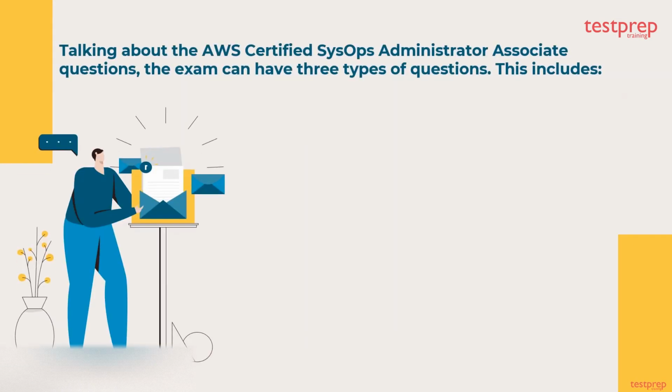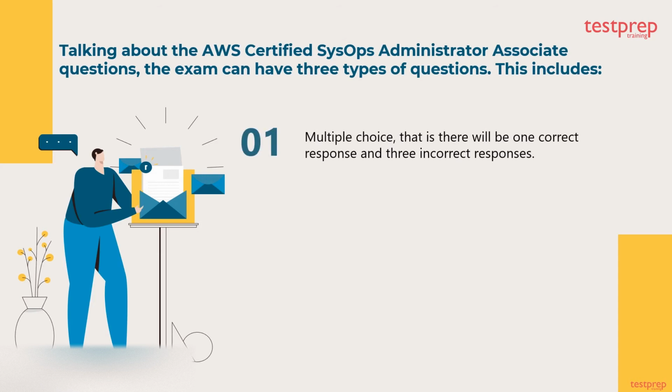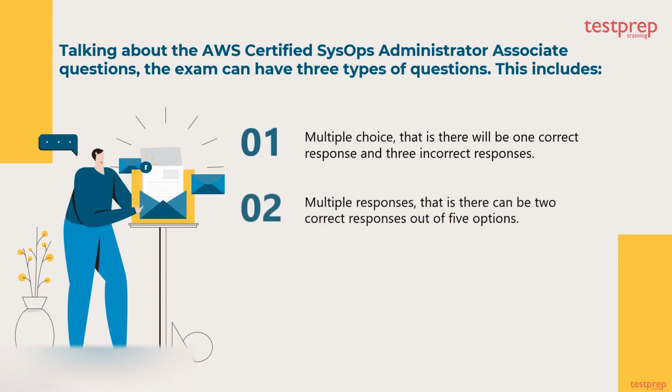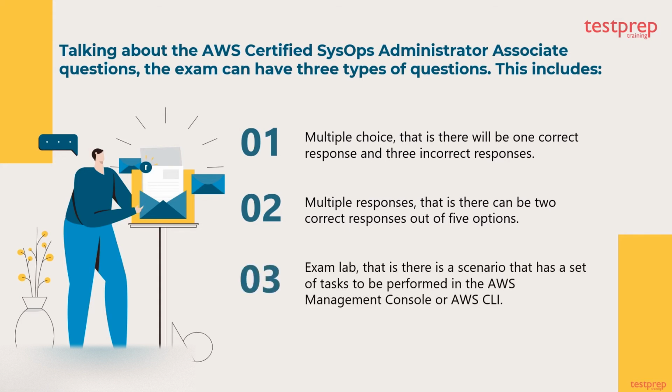Talking about the AWS Certified SysOps Administrator Associate questions, the exam can have 3 types of questions. This includes: first, multiple choice, that is, there will be 1 correct response and 3 incorrect responses. Second, multiple response, that is, there can be 2 correct responses out of 5 options. Third, exam lab, that is, there is a scenario that has a set of tasks to be performed in the AWS Management Console or AWS CLI.